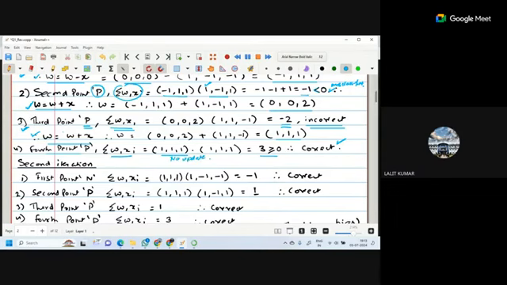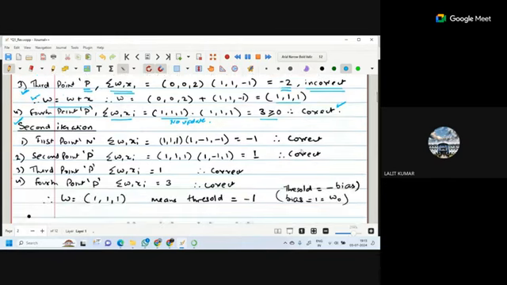Now we go to the next iteration. We have covered all the 4 points. Now with this W, we check. For the first point N, our W is 1, 1, 1. We multiply, it comes to minus 1. So it is correctly classified as N.